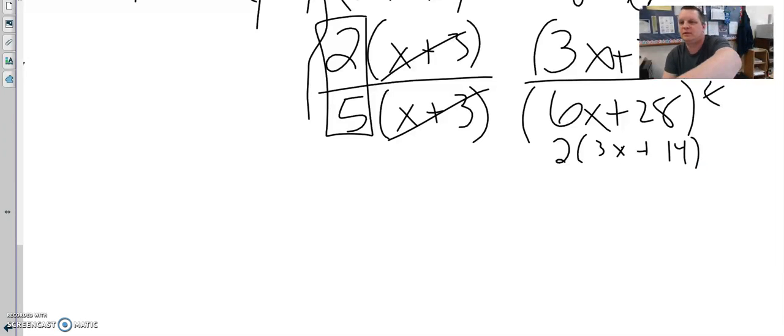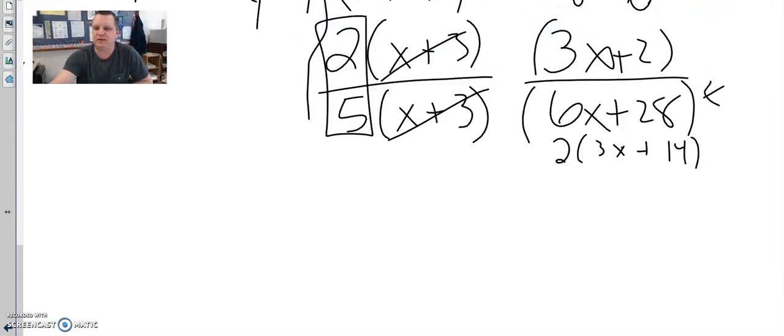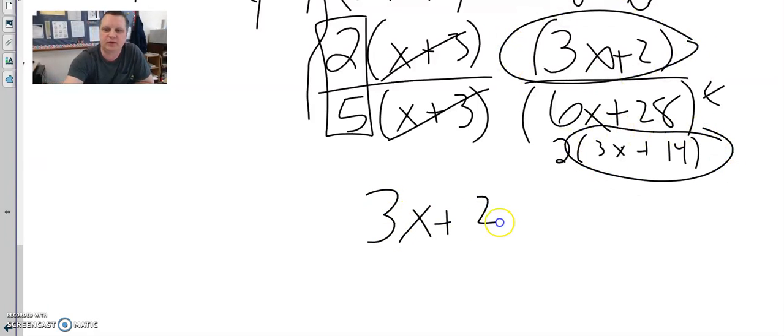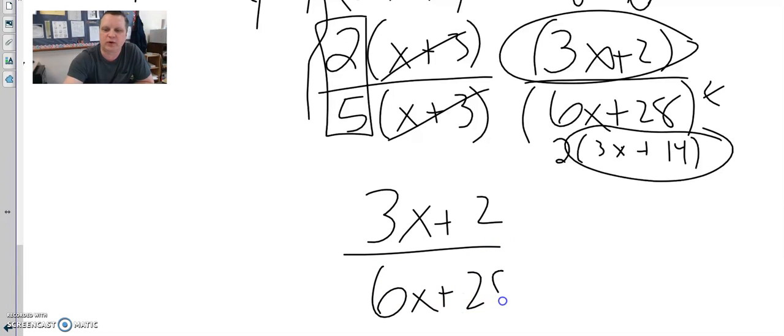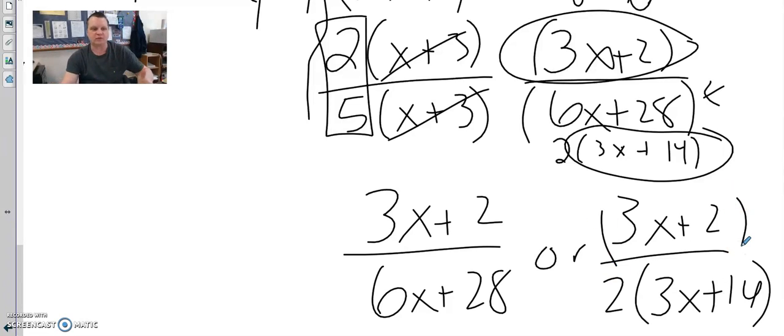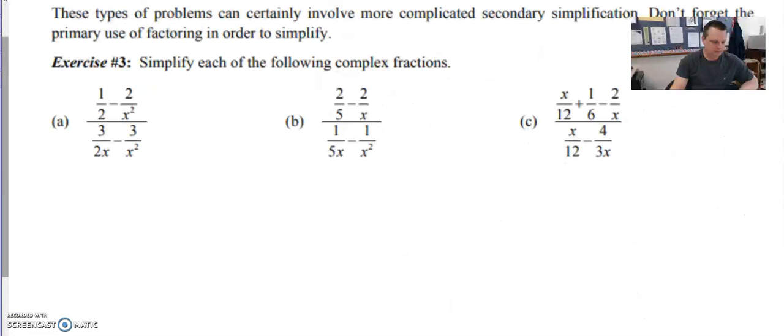But since these will not cancel, we would accept either 3x plus 2 over 6x plus 28, or 3x plus 2 all over 2 times 3x plus 14. Either answer is acceptable. Of course, if it's a part 1, you have to make it look like they're part 1. Next examples, little more complicated with the still a monomial, but you have the variables, maybe higher powers.